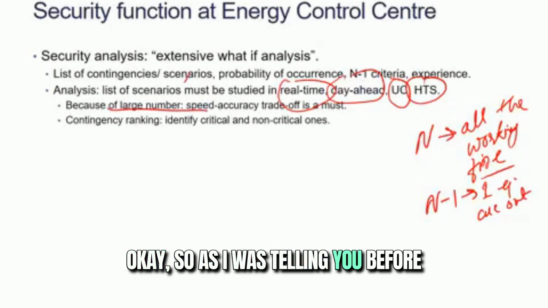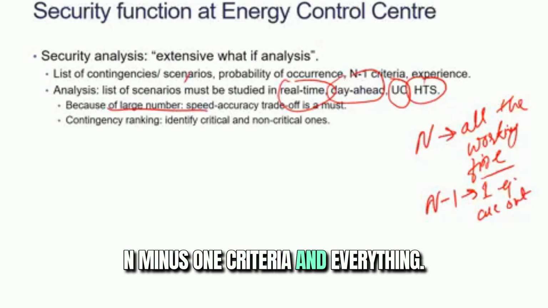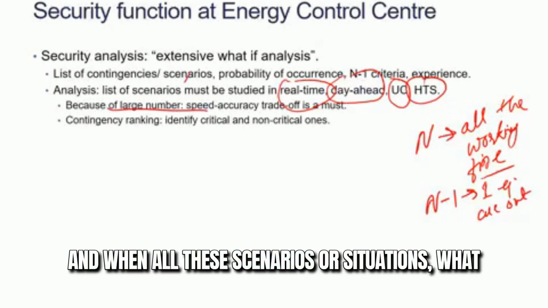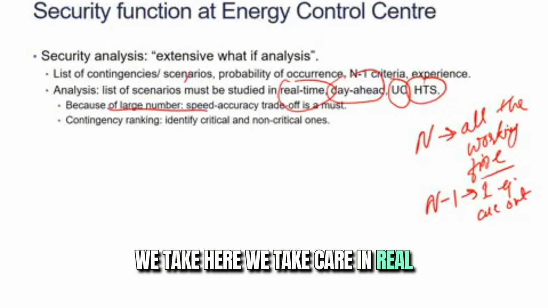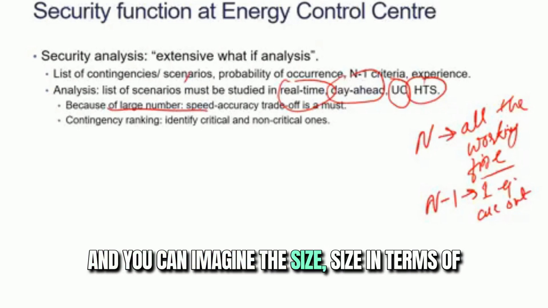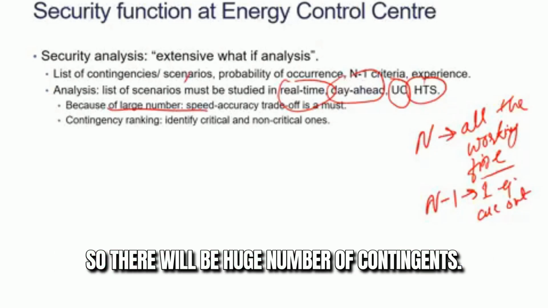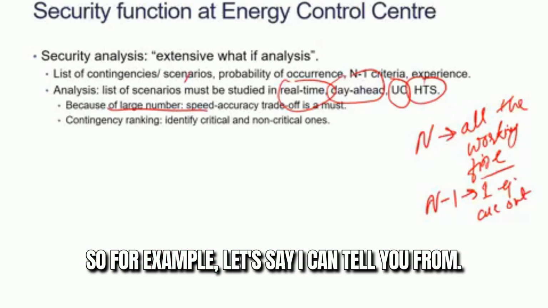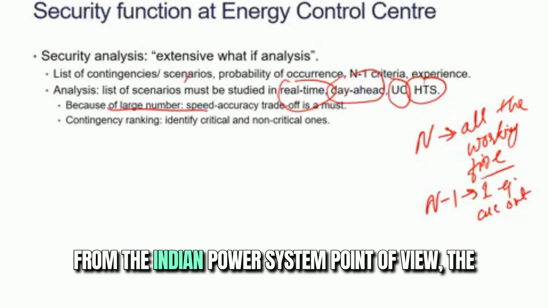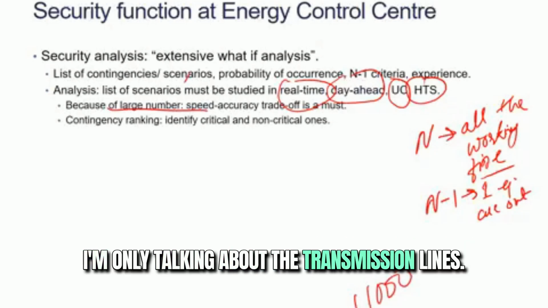Okay, so as I was telling you before, in this security analysis, we see this N-1 criteria and everything. And all these scenarios or situations we take care of in real time, day ahead, unit commitment, and hydrothermal scheduling. And you can imagine the size in terms of the number of contingencies you have to look for. So there will be a huge number of contingencies. So for example, from the Indian power system point of view, in India there are more than 11,000 transmission lines, and I'm only talking about the transmission lines.